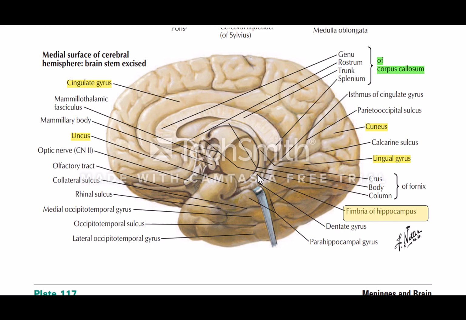You can see fimbria of hippocampus. So the hippocampus is close to the corpus callosum. Close to that is your thalamus. This global structure is your thalamus, and close to the thalamus is your hippocampus. And you have your parahippocampal gyrus. Now, this parahippocampal gyrus extends anteriorly to give you this anterior bulge of cerebral cortex, which is called the uncus.